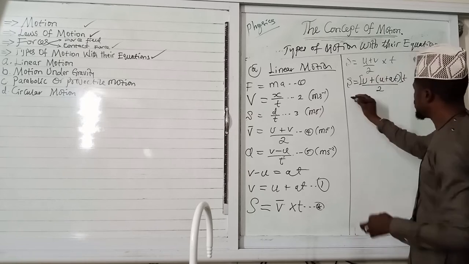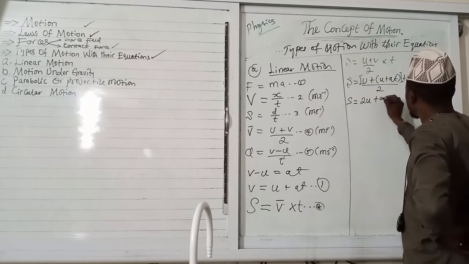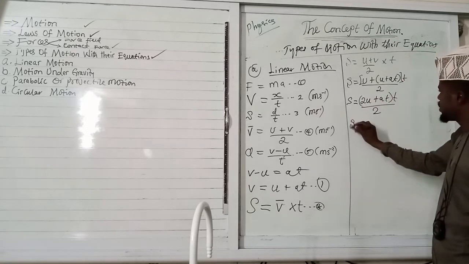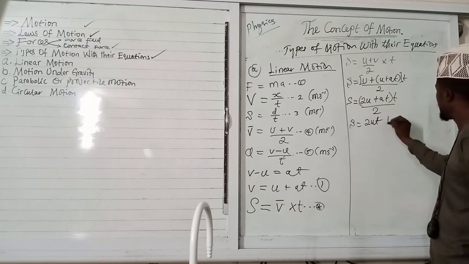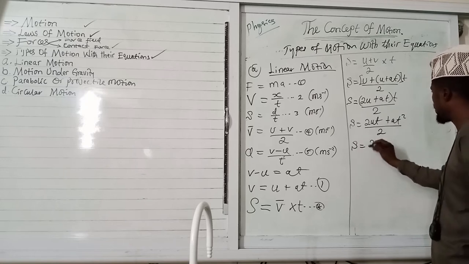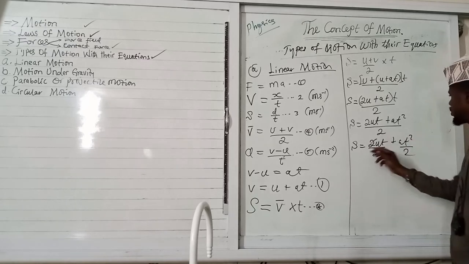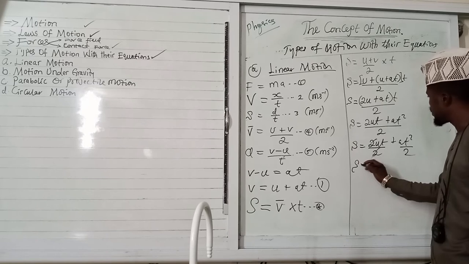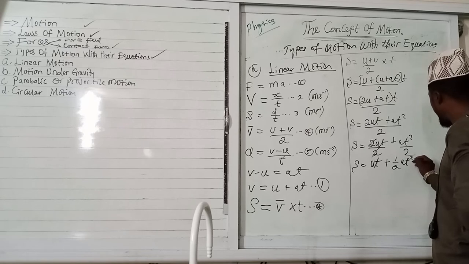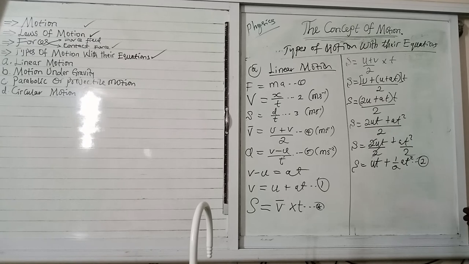Put it in the big brackets. So that your S is equal to this and this, we have (2U plus AT) bracket T all over 2. You multiply, you have your S is equal to (2UT plus AT squared) divided by 2. You split the fraction so that your S is equal to 2UT divided by 2 plus AT squared divided by 2. This row, you have S is equal to UT plus half AT squared. This is called the second equation of uniformly accelerated motion.